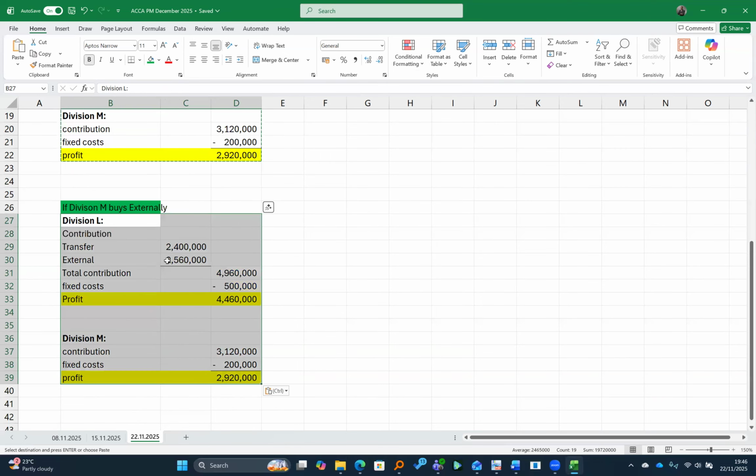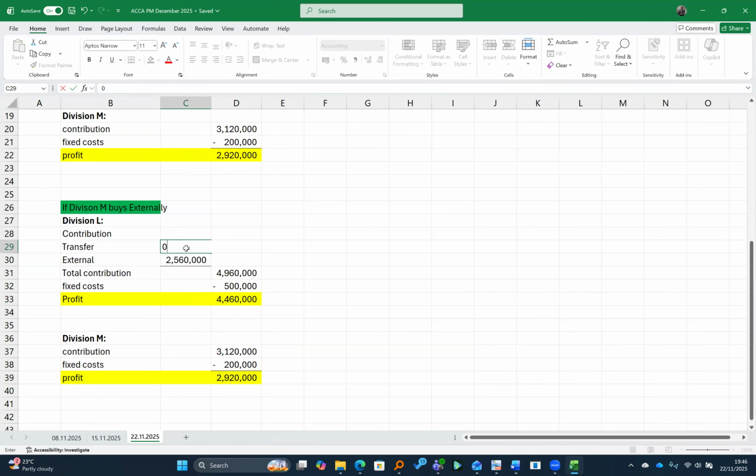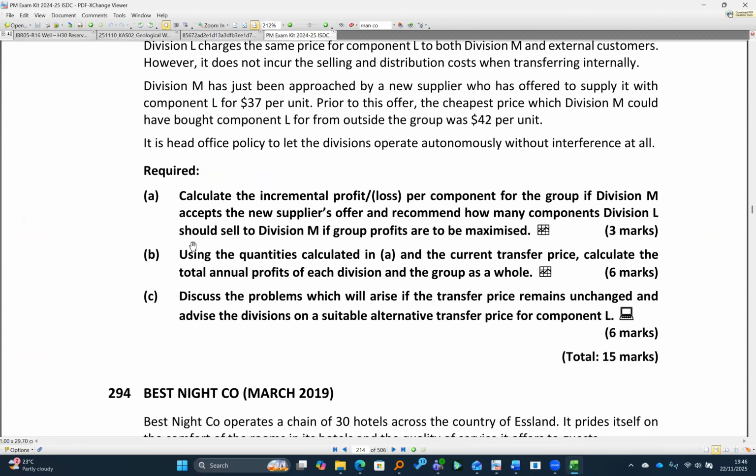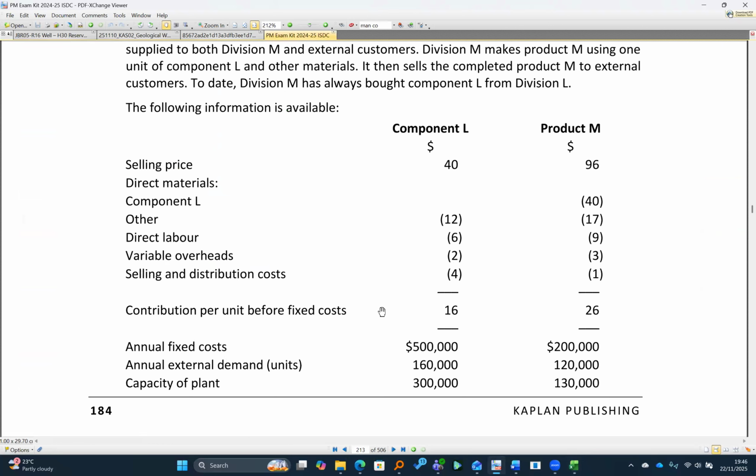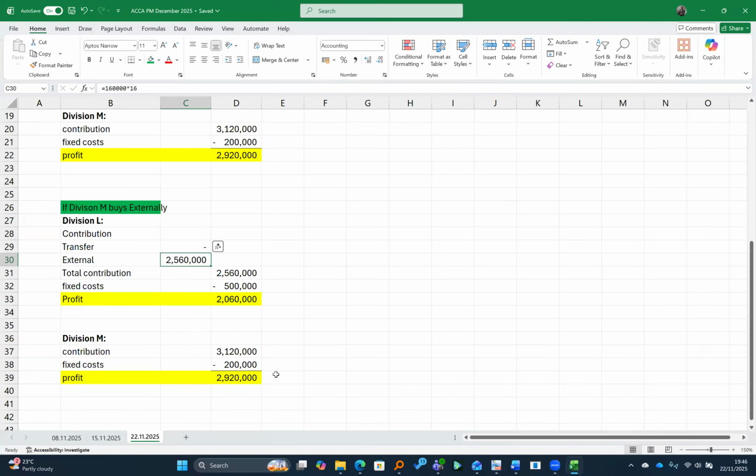So first of all, that means that there's not going to be any contribution from the transfer. That's the first thing that will happen. But then also, externally, we shall still sell the 160,000. So that will still stay. That will be 2.5.